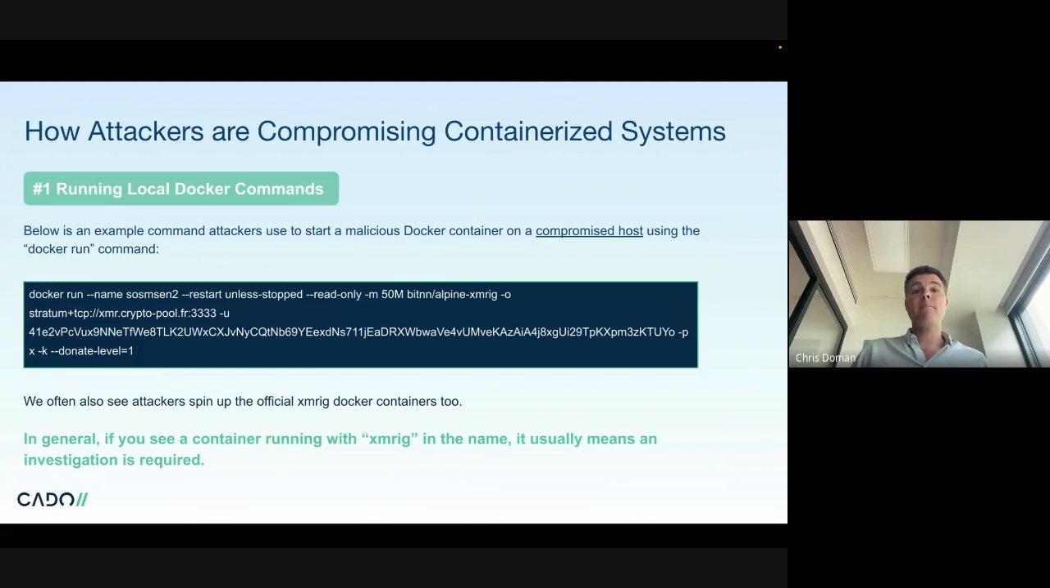And there are some particular examples of how people are compromising containerized systems. Here you see very simple things, like running a local Docker command. So docker run, in this case, they're running XMRig with a predefined mining address.